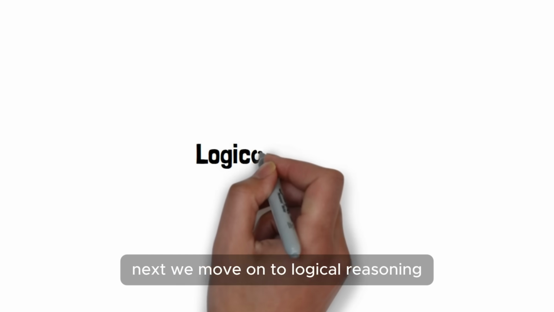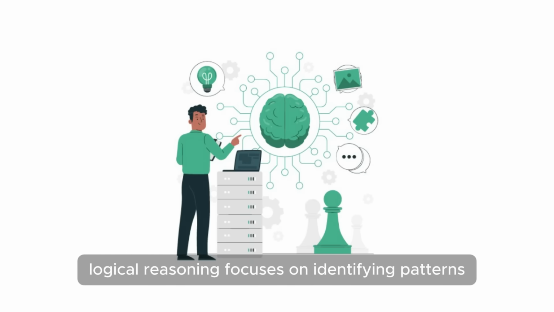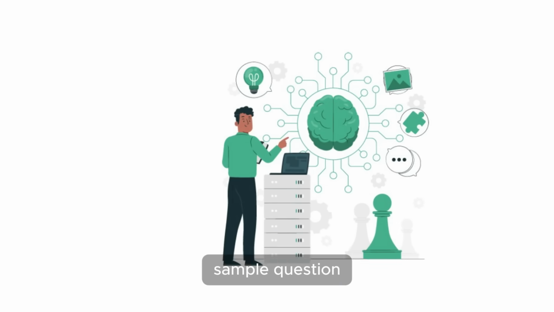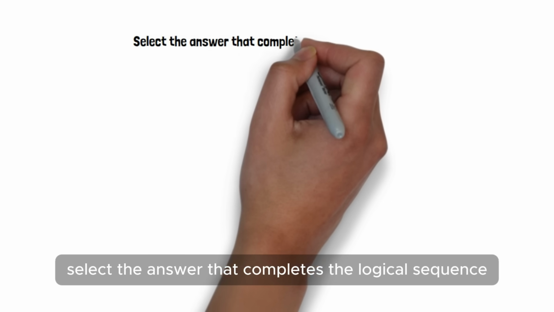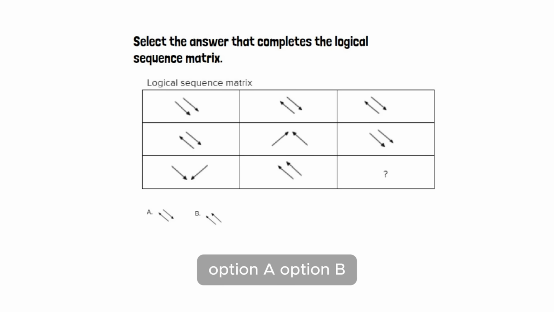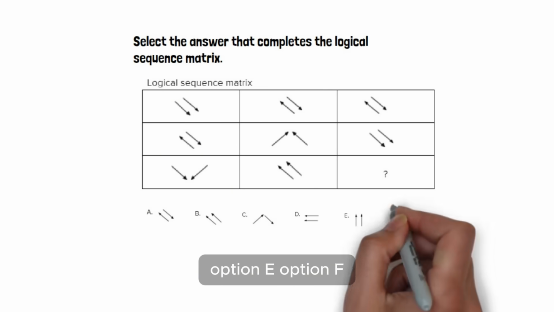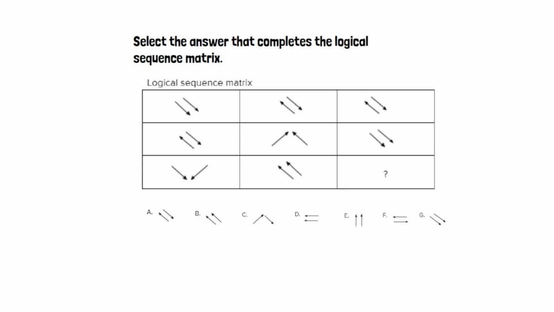Next, we move on to logical reasoning. Logical reasoning focuses on identifying patterns and solving problems based on logical principles. Sample question. Select the answer that completes the logical sequence matrix. Option A, Option B, Option C, Option D, Option E, Option F, Option G.